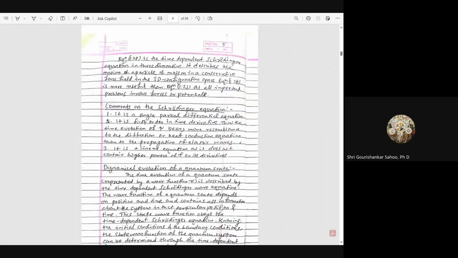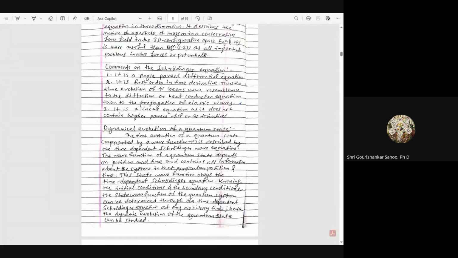So this is the three-dimensional Schrodinger equation, and it is a single partial differential equation. It is first order in time derivative. Thus, the time evolution of psi bears more resemblance to the diffusion or heat conduction equation than the propagation of elastic waves. It is a linear equation as it does not contain higher powers of psi or its derivative.